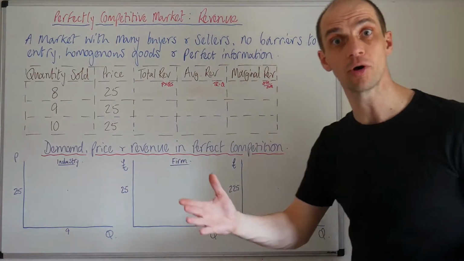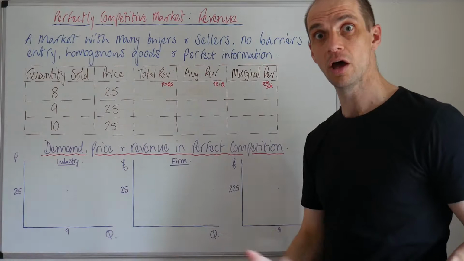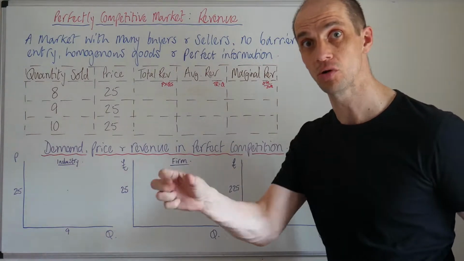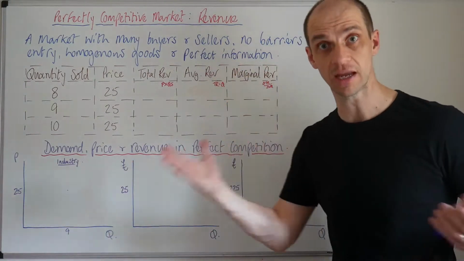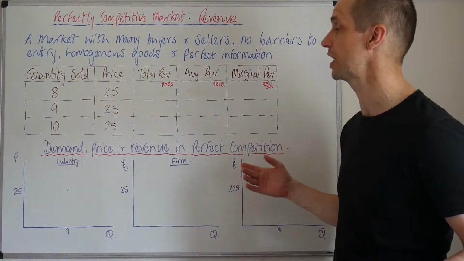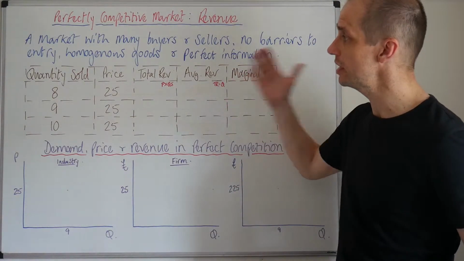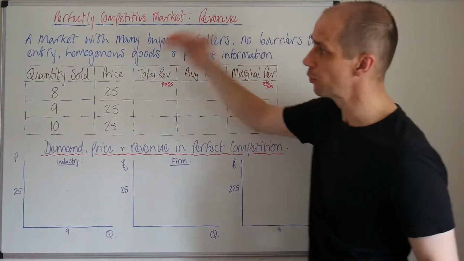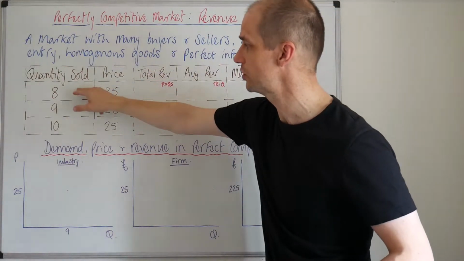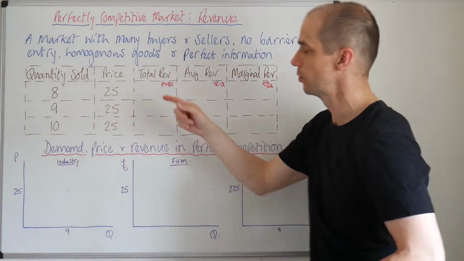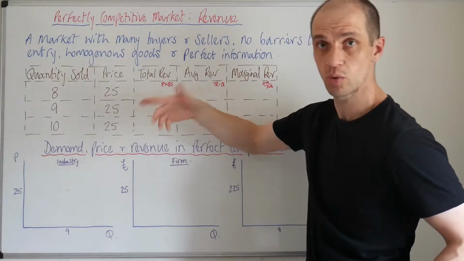That really means that buyers and sellers are all aware of all of the prices charged by other sellers, as well as their respective cost information. Now, within such a marketplace, we can see that we've got quantity sold, and I've just started at 8, 9, 10. We can see the price levels at 25.